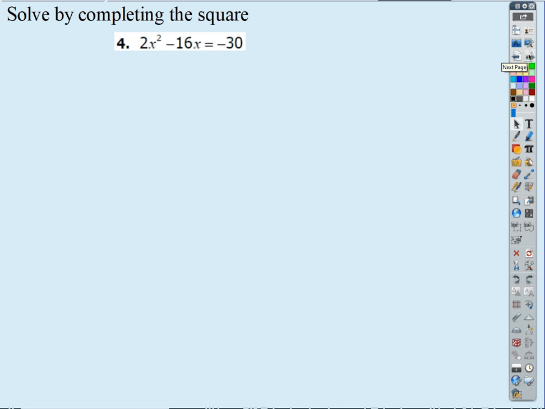So what about this one? What am I going to do? Okay, first of all, good. We want to divide by 2, right? Remember, I'm free to divide both sides of an equation by a number. I just can't divide both sides by a variable or I lose a solution. But I can divide both sides by a number, right? So if I divide each side by 2, what am I going to get on the left side? x squared plus 8x equals negative 15. Okay. Now look, we've already got this now in the form x squared plus bx.